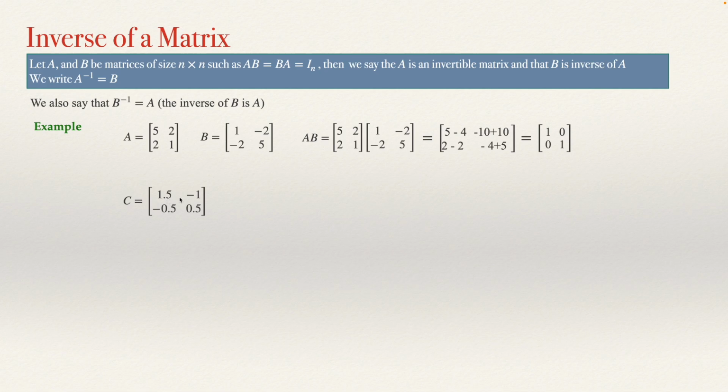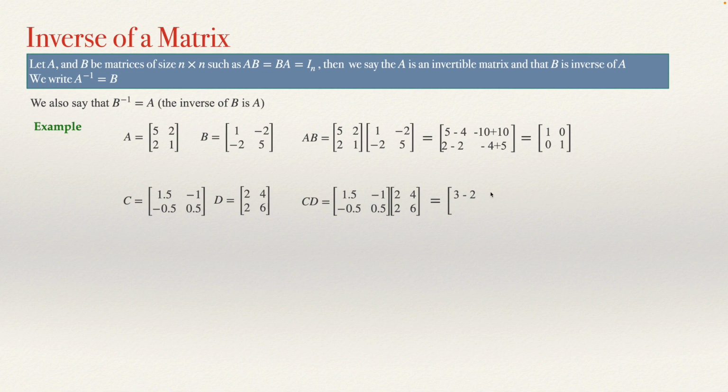Let's see this C: [1.5, -1; -0.5, 0.5], and this matrix D equal [2, 4; 2, 6]. To see if one is actually the inverse of the other, we multiply the two matrices, CD. You multiply the first row by the first column of the second matrix, and that will be equal to 1.5 times 2 is 3, and minus 1 times 2 is minus 2, so it will be 3 minus 2, the first element of the product.